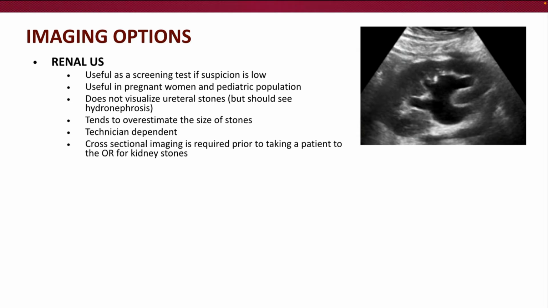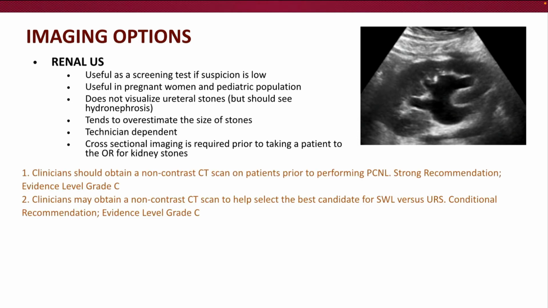Very technician dependent, and you have to get cross-sectional imaging if you're thinking they're going to go to the OR. That comes from the AUA guidelines, because we should have non-contrast CT scan basically in anyone having surgery.